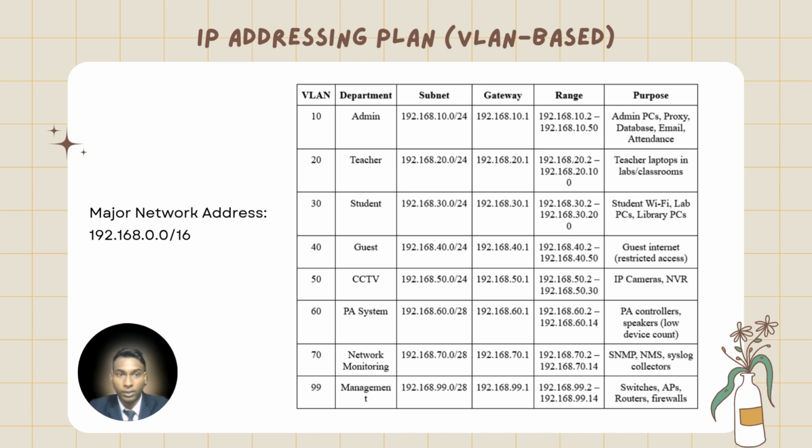VLAN 60 for PA system, 192.168.60.0/28 with a gateway of 192.168.60.1 with a range of 192.168.60.2 till 192.168.60.14 for controllers and speakers.